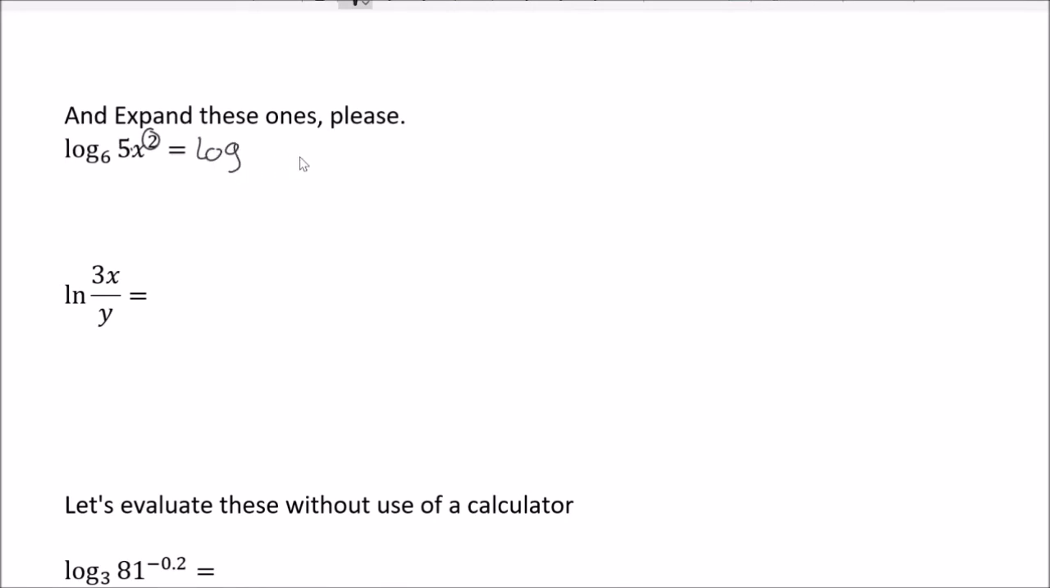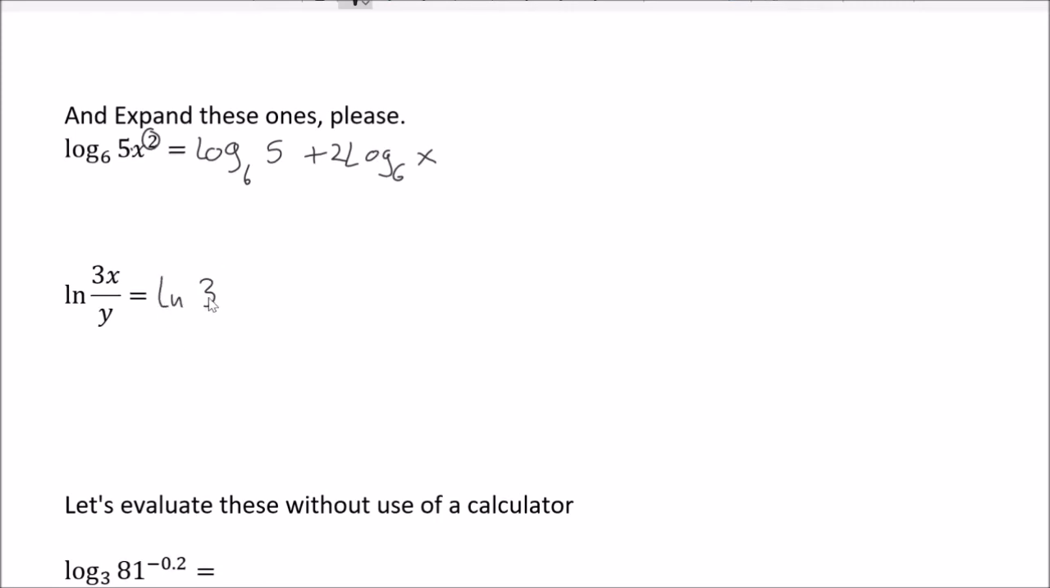So I'm going to have log base 6 of 5 plus, because multiplication turns to addition, log base 6 of x, and then I'm also going to take that exponent and drag that down in front. So that's our expanded form. Okay, what about this one?